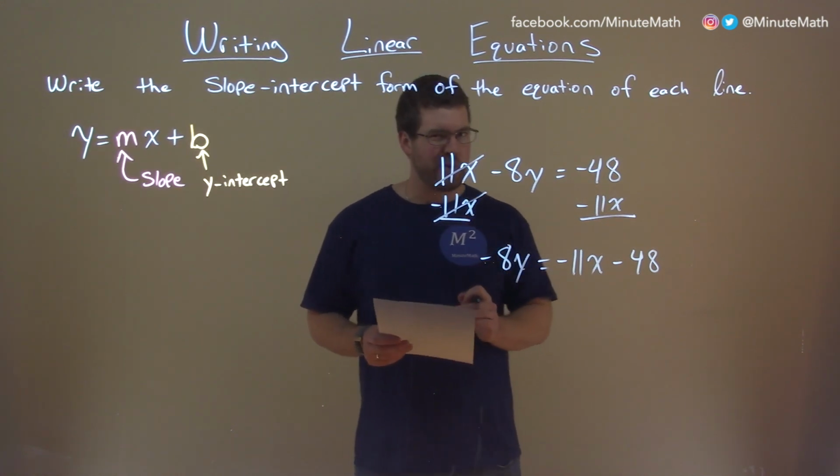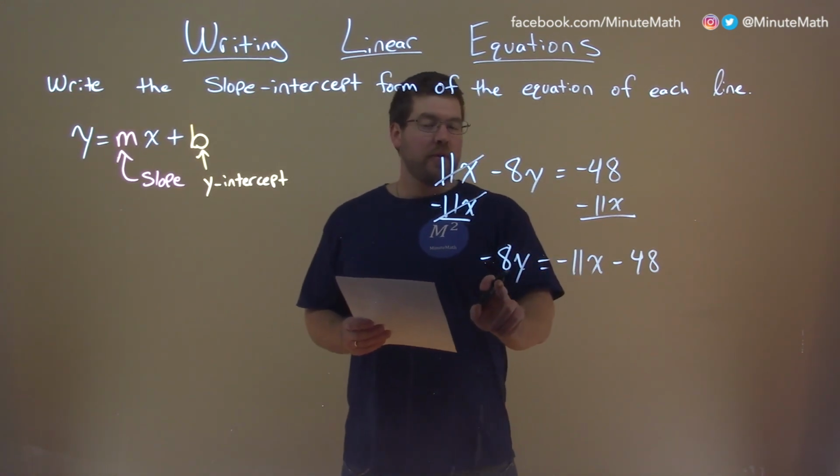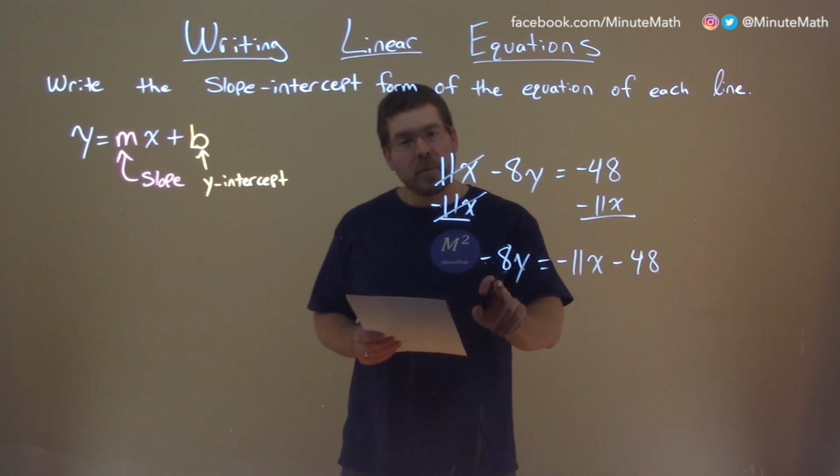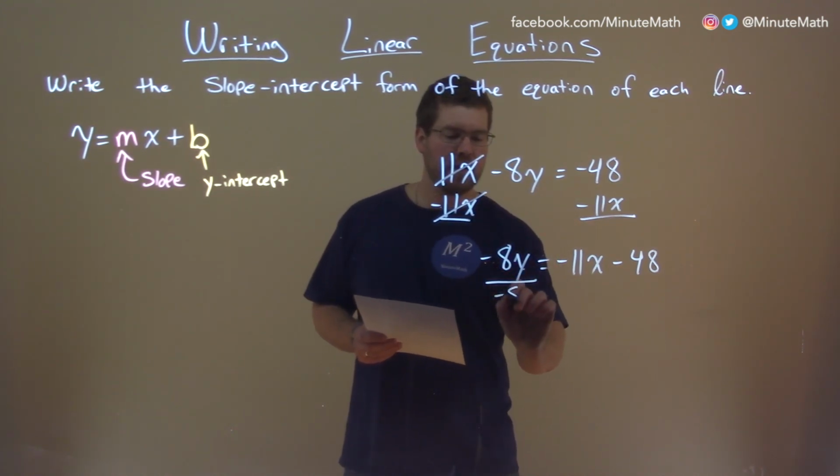Now we have to keep going. We have a -8 times y, opposite of multiplication, division. Divide a -8 to both sides.